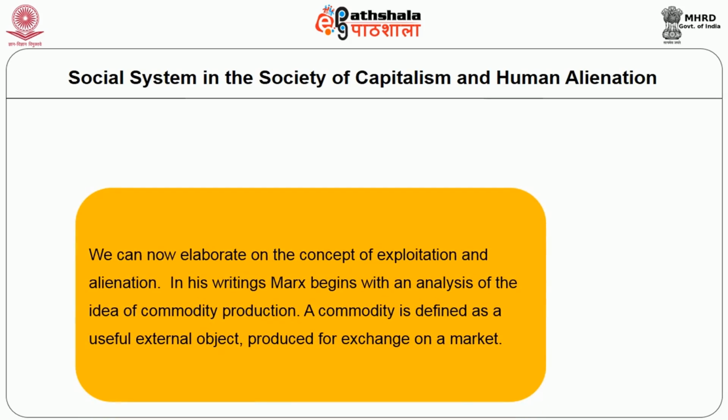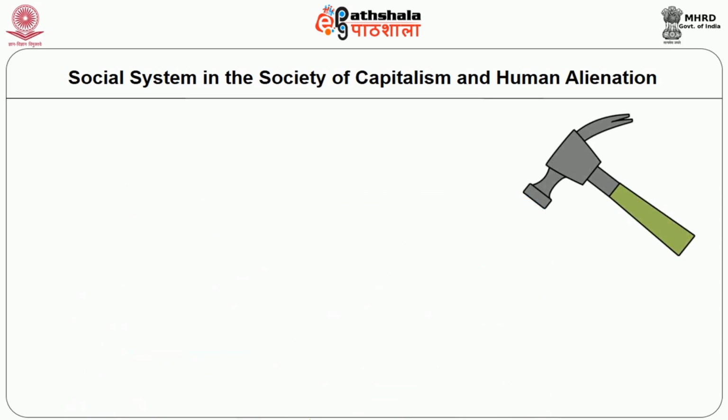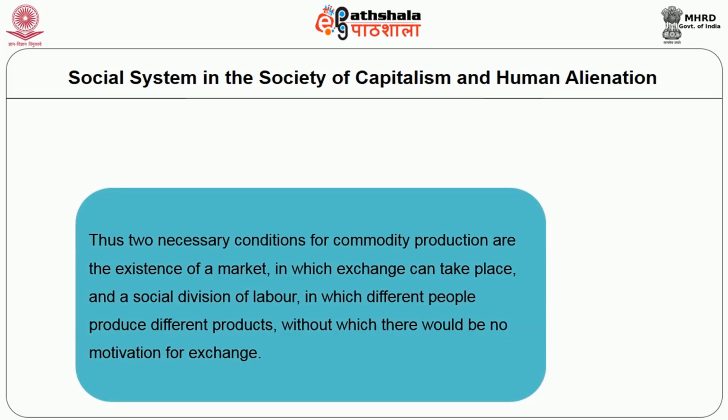We can now elaborate on the concept of exploitation and alienation. In his writings, Marx begins with an analysis of the idea of commodity production. A commodity is defined as a useful external object produced for exchange on a market. Thus, two necessary conditions for commodity production are the existence of a market in which exchange can take place and a social division of labor in which different people produce different products, without which there would be no motivation for exchange.